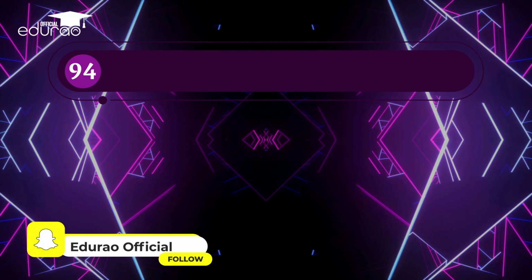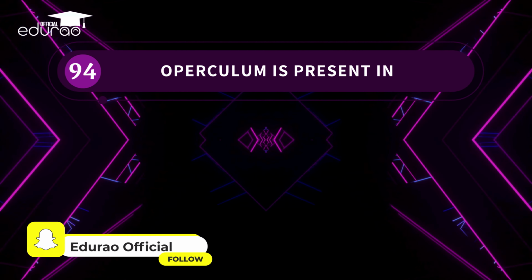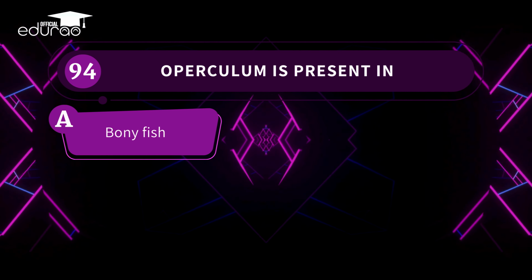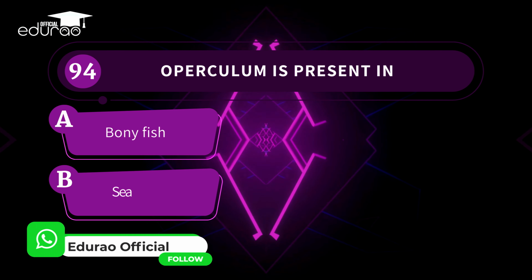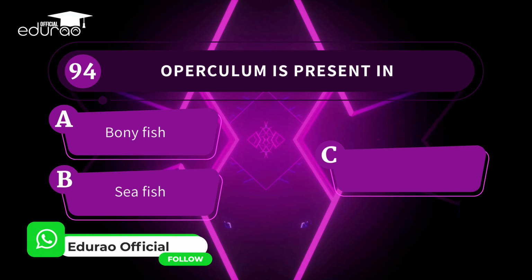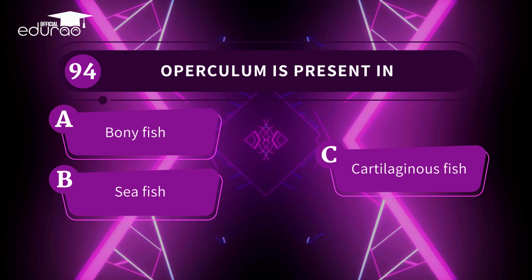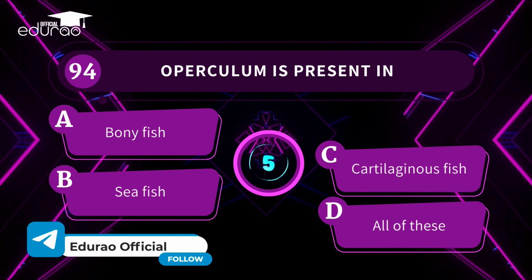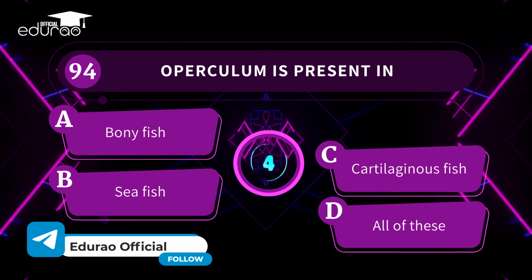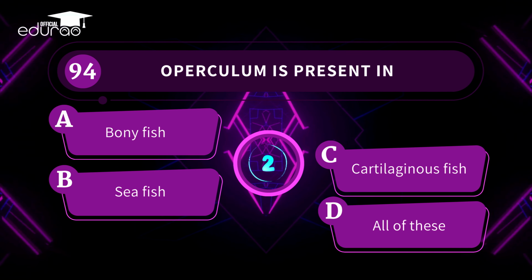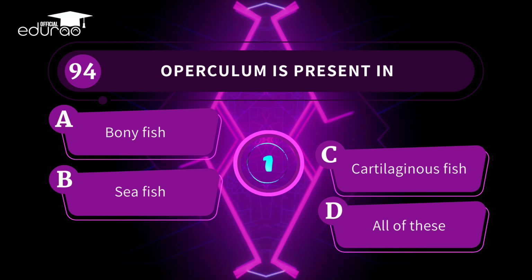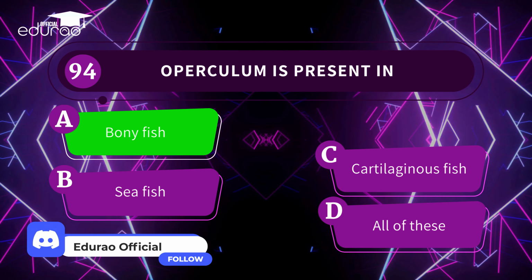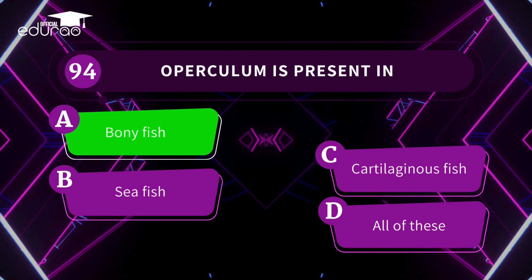Question 94. Operculum is present in A. Bony fish, B. Sea fish, C. Cartilaginous fish, D. All of these. You've got it down pat. Correct answer is bony fish.